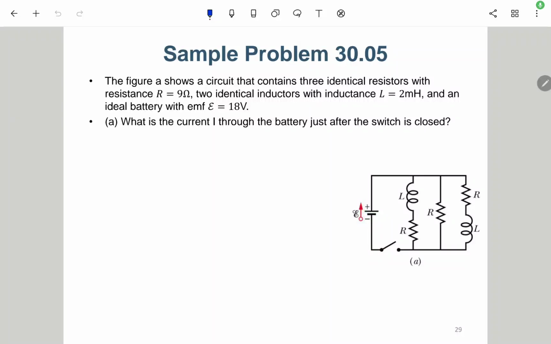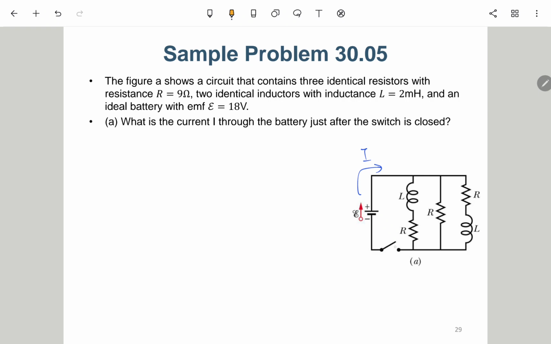Okay, so let's take a look at this same problem. Figure A shows a circuit that contains three identical resistors with resistance R equal to 9 ohm, two identical inductors with inductance L equal to 2 millihenry, and an ideal battery with EMF E equals 18 volt. What is the current I through the battery?